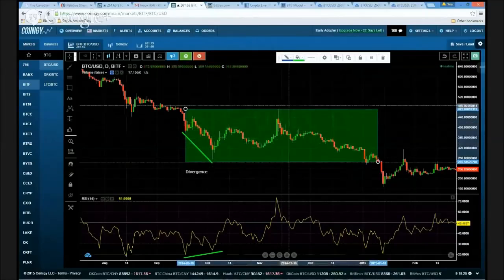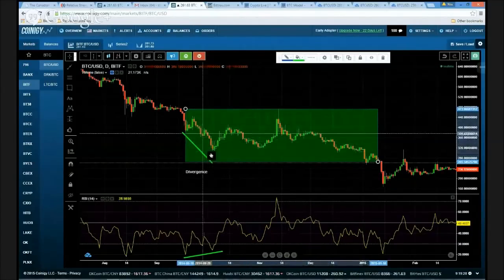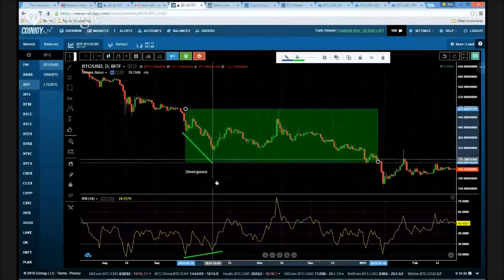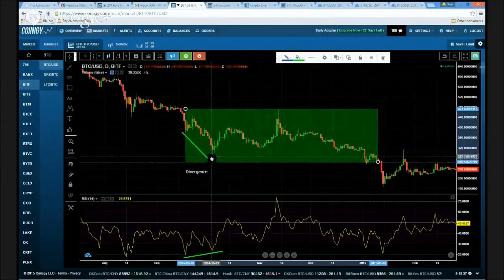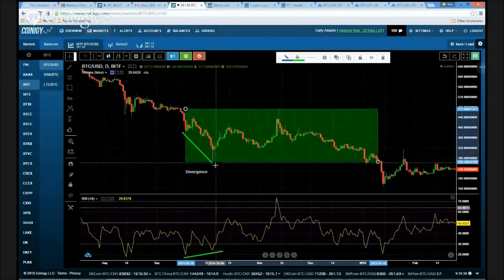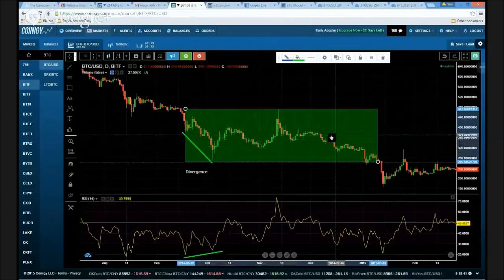I mean, very volatile, don't get me wrong, I'm not saying that, but in essence, seeing this monster panic dump here, right, and RSI not going to new lows should have been a warning sign that, hey, you know what, maybe this market needs to clean itself up a little bit.